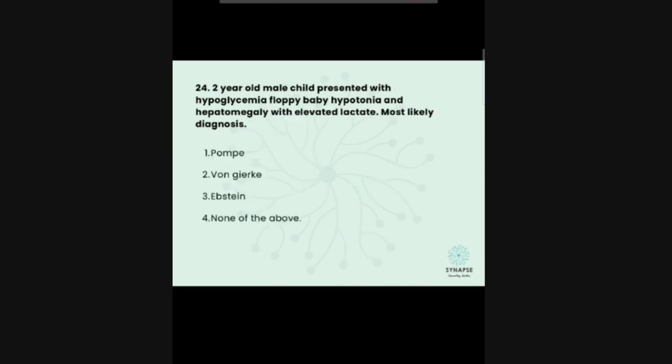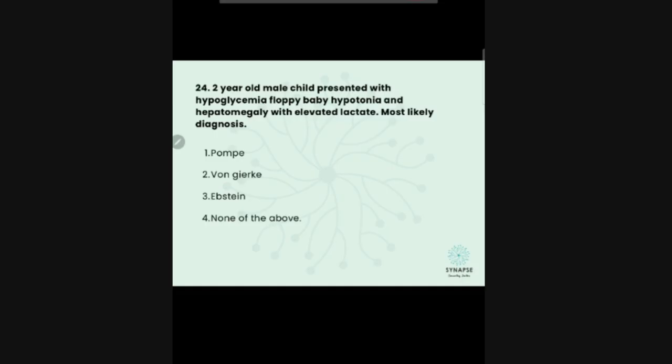Next, a 2-year-old male child presented with hypoglycemia, and the child is a floppy baby. It has hypotonia and hepatomegaly with elevated lactate. Almost everything is given. It is a very straightforward question. Most likely diagnosis, you have options: Pompe's, Von Gierke's, Ebstein's, none of the above. Ebstein's anomaly is a cardiac disease, so it is obviously not possible. The option should be between Pompe's and Von Gierke's.